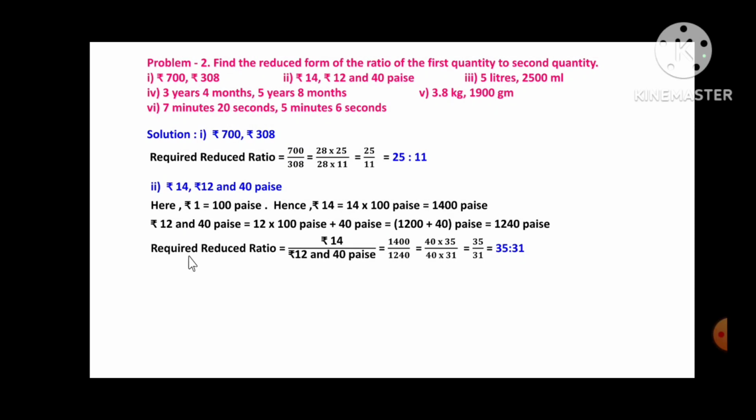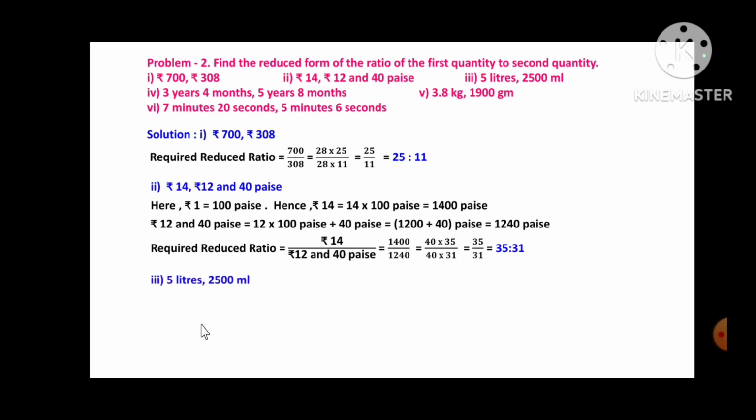is 1240 paisa. So required reduced form will be rupees 14 upon rupees 12 and 40 paisa. This 14 rupees we have calculated as 1400 upon this 1240. So 40 into 35 and 40 into 31. This 1400 can be written as 40 into 35. Similarly, this 1240 can be 40 into 31. 40 gets cancelled, you will be getting 35 upon 31, which could be written as 35 as to 31.